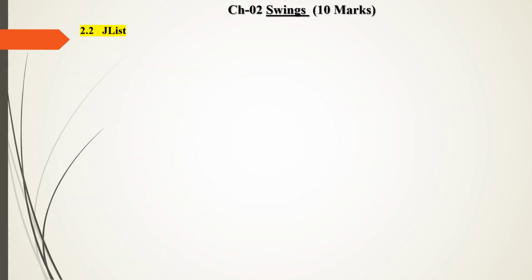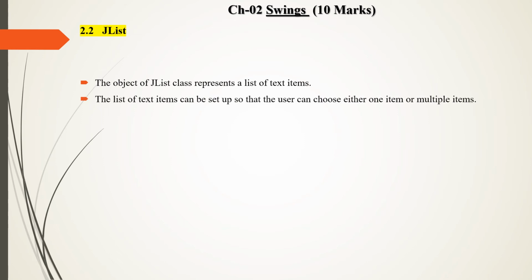And then the next component we see is JList. It is similar to the AWT List. The object of the JList class represents the list of text items. The list of text items can be set up so that the user can choose either one item or multiple items. So in a list we can select one item or multiple items, and it inherits the JComponent class.